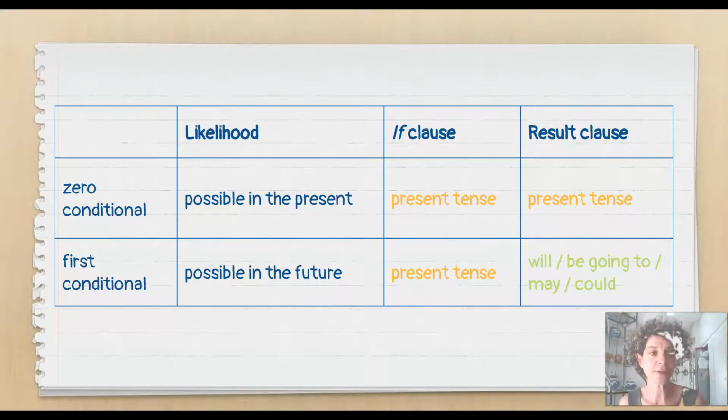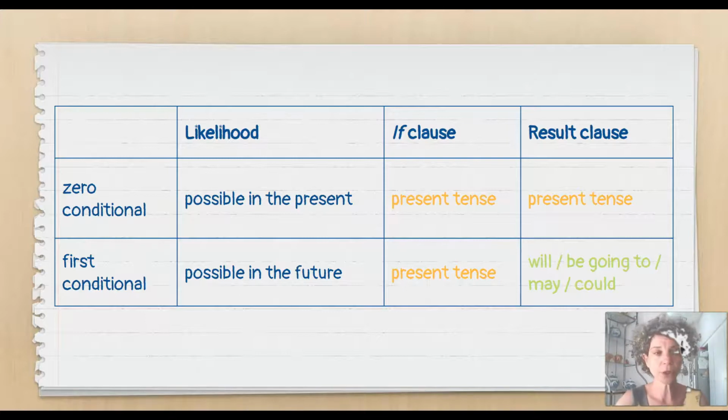So the first thing we want to talk about is likelihood. This is basically how we decide which conditional we are going to use. If the likelihood is that something is possible in the present, then we will use the zero conditional: the present tense in the if clause, and the present tense in the result clause.